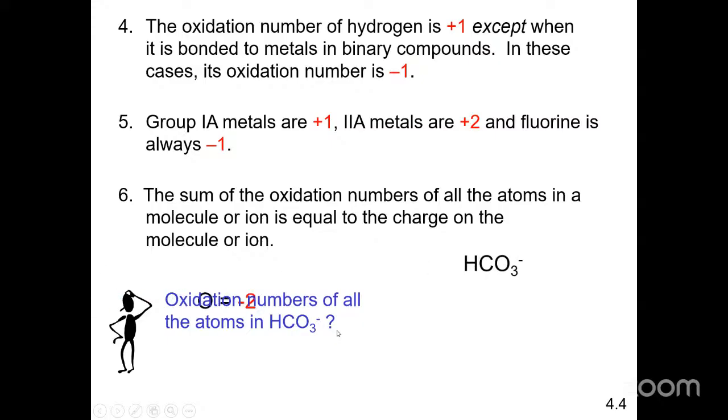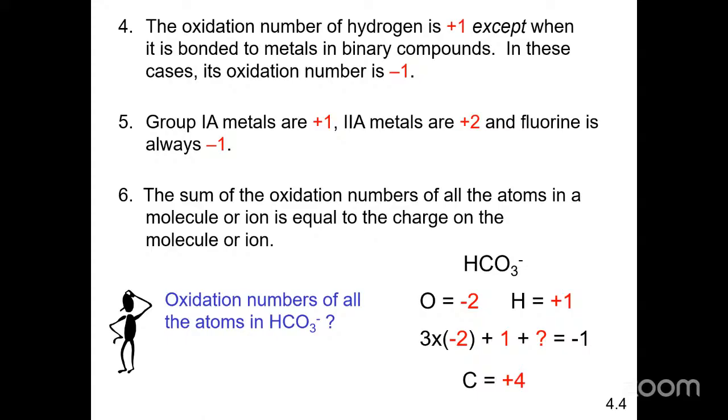So we can set up a simple equation. Oxygen is -2, hydrogen is +1, carbon is what we don't know. So it's 3 times -2 for the oxygen because there are 3 of them. We add that to +1 for the hydrogen, and the unknown would be the oxidation number of carbon. The sum of all of these would be equal to the charge, which is -1, which means that we can solve by using simple algebra to find the oxidation number of carbon, which would be +4. So that rule is useful for determining the oxidation numbers of elements that were not described in the previous 5 rules.